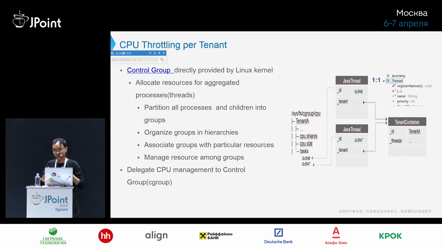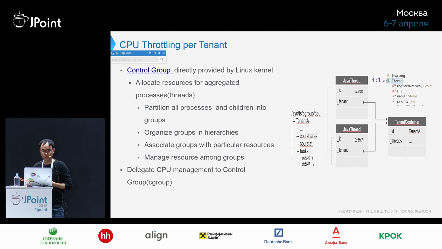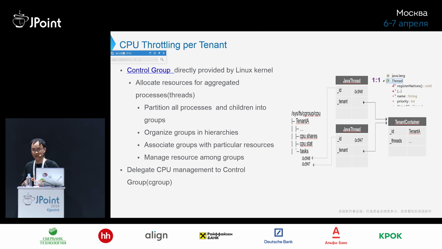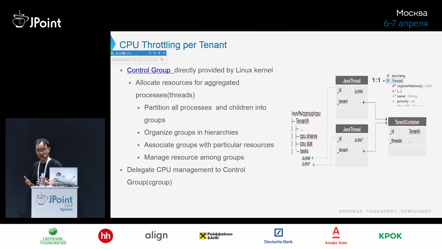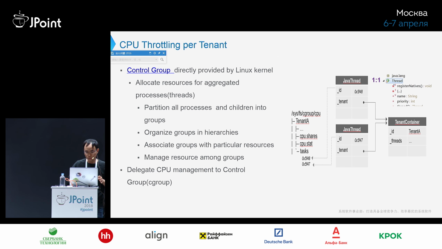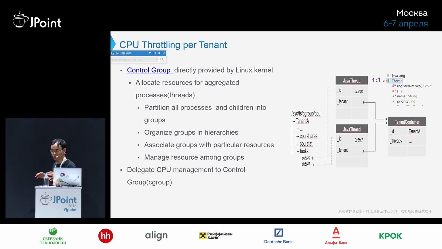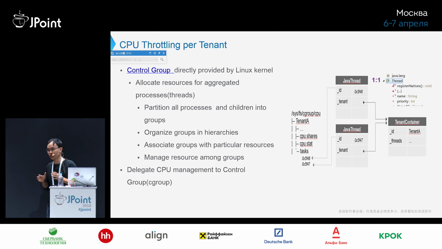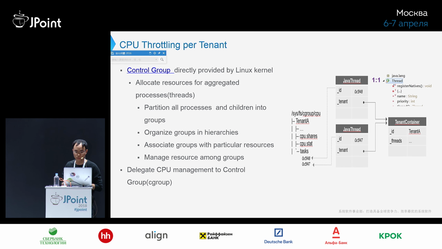Let's put this concept into the JVM context. Back to the HotSpot JVM implementation: HotSpot implements Java threads as native threads. As you can see in this picture, a Java thread has an exact one-to-one mapping with a native thread. In this example, we have a tenant container called tenant A, which contains two native threads. For CPU management, we put these two native threads into the same control group so that we can limit how much CPU time can be used by the tenant, just by relying on control group functionality.